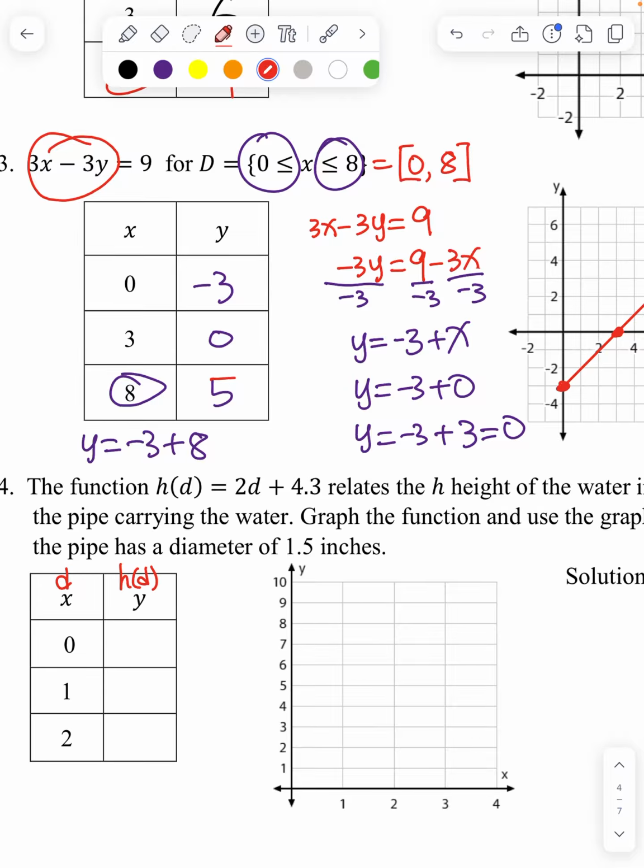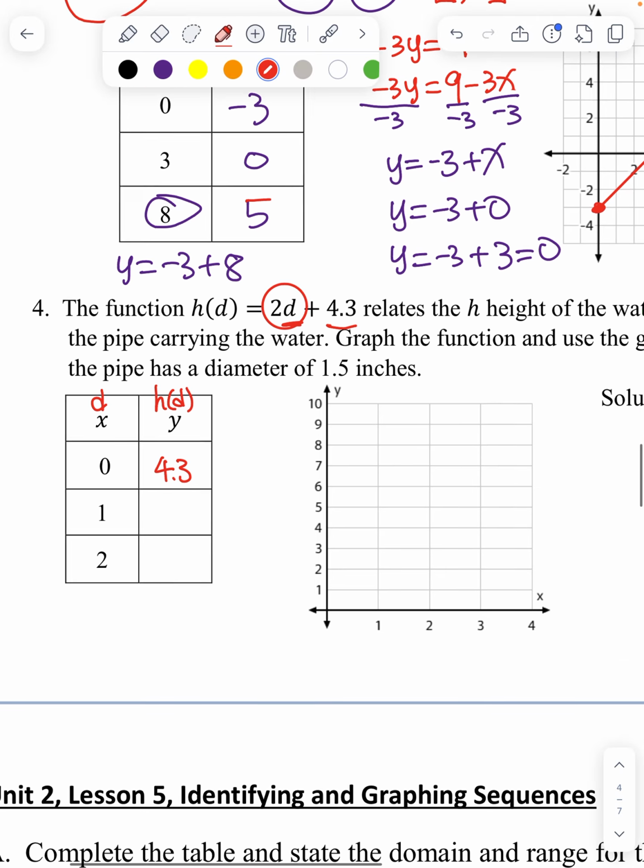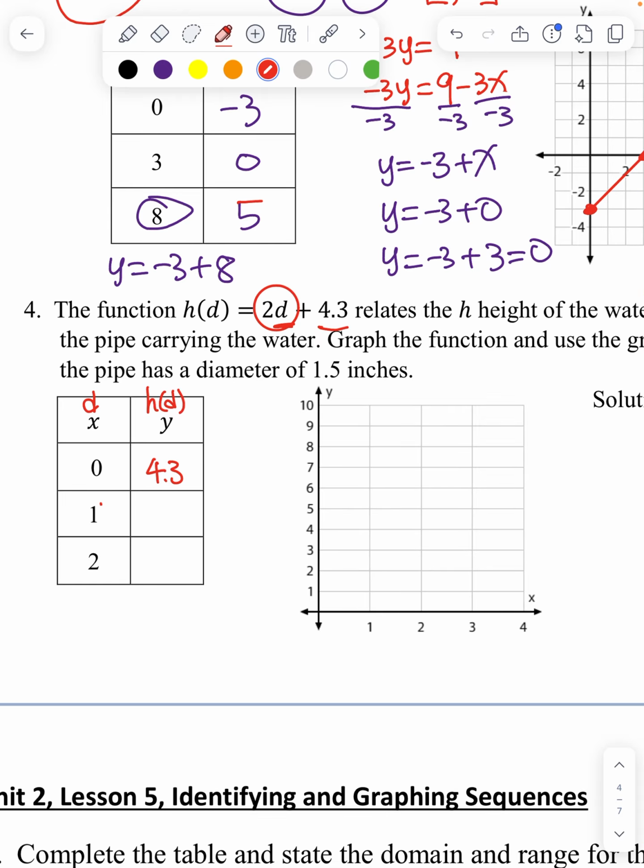Okay, let's check when x equal to 0. That means when d equal to 0, this part is 0. 0 plus 4.3, 4.3. Okay, now when d is 1, so 2d plus 4.3. That means 2 times 1 plus 4.3. So this is 2 plus 4.3, that's 6.3. So 6.3.